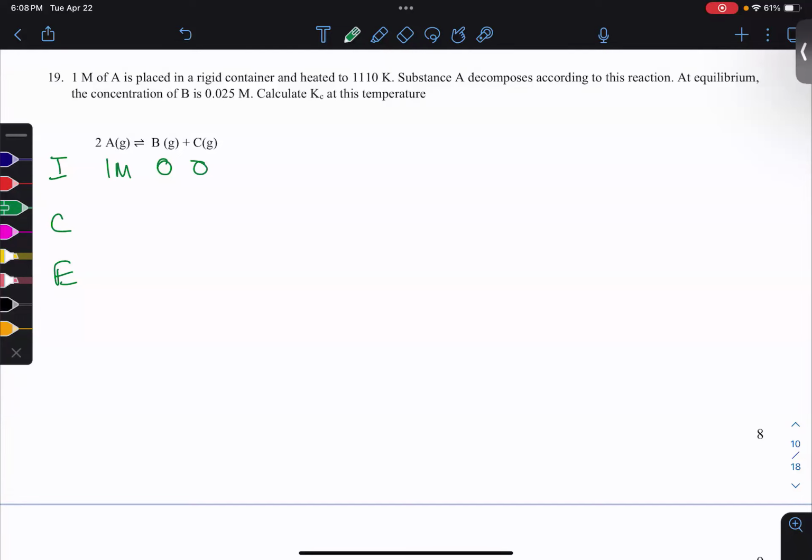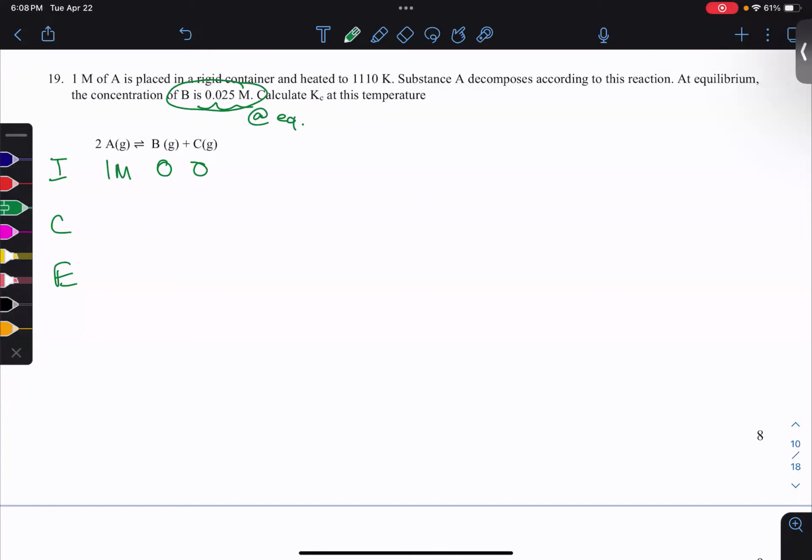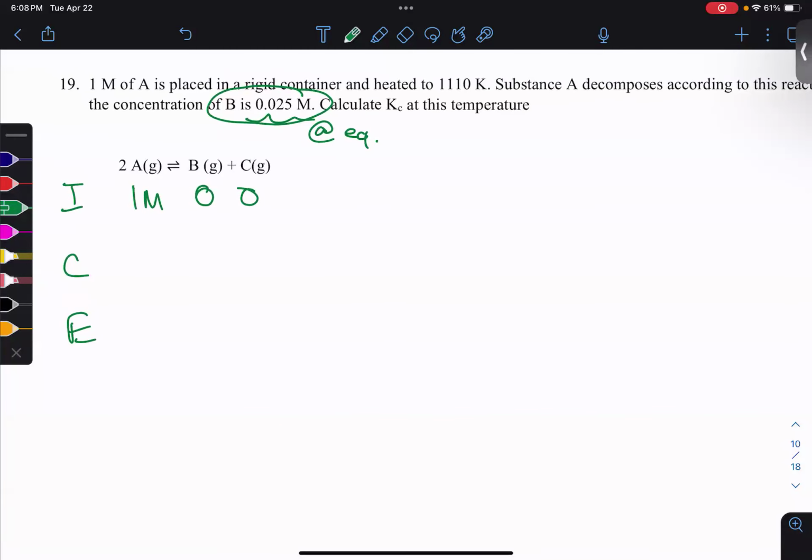And I tell you, substance A decomposes, and at equilibrium the concentration of B is this. Can I assume that this is an equilibrium concentration? Yes, because I specifically told you that B is this at equilibrium. So that is our hint for the ice table, and we're going to fill out the rest. Let's predict which way this reaction has to go. It has to go forward. So the change line is going to be minus 2x, plus x, plus x. So at equilibrium, 1 minus 2x, x, x.